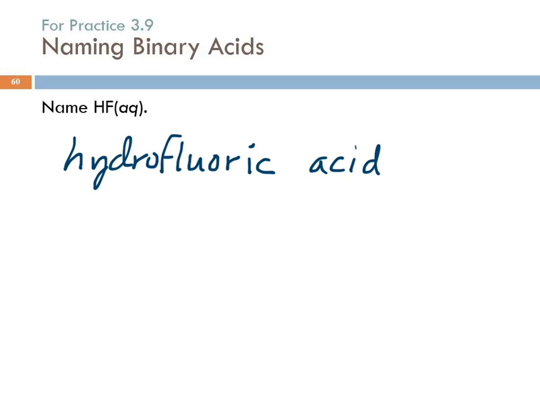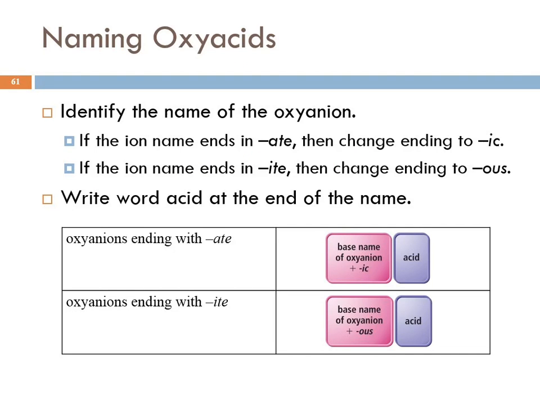Any questions? The nice thing about the acid names is they all have the word acid in them, so it's very easy to recognize what they are from their names. The oxyacids. These are named based on the name of the oxyanion that is in them. So you have to identify what's the oxyanion.